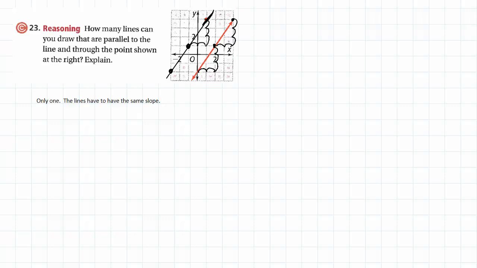So if I gave a different point, say I put a point in a different spot right here, this blue point, then there's only one parallel line that goes through there. The green point, same thing. There's only one line that goes through. Those are the answers for the Chapter 5 test.